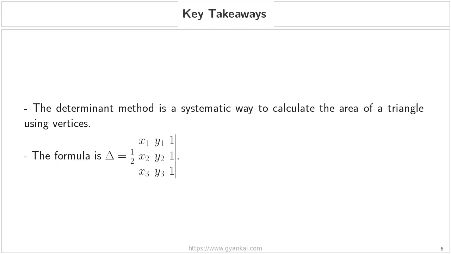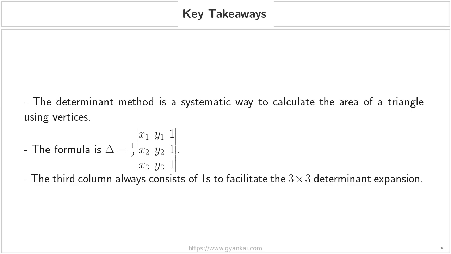The core formula you need to master is delta equals 1/2, multiplied by the determinant of a 3x3 matrix, where the first column contains x sub 1, x sub 2, and x sub 3, and the second column contains y sub 1, y sub 2, and y sub 3, followed by a third column consisting entirely of ones. It is crucial to remember why that third column is there. It always consists of ones to facilitate the 3x3 determinant expansion, making the matrix square and solvable.